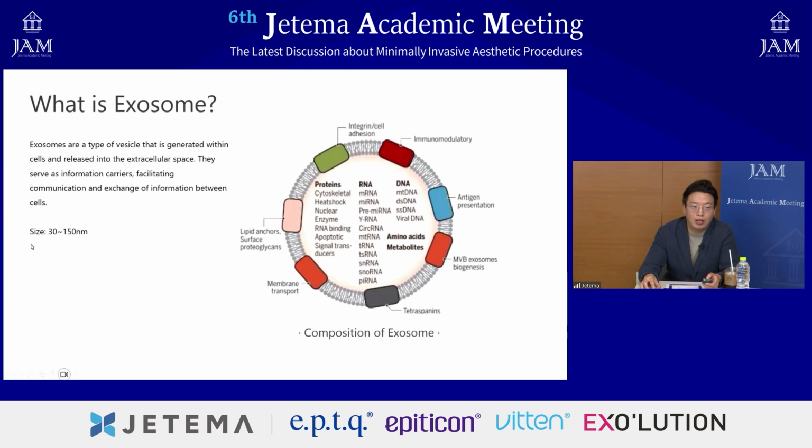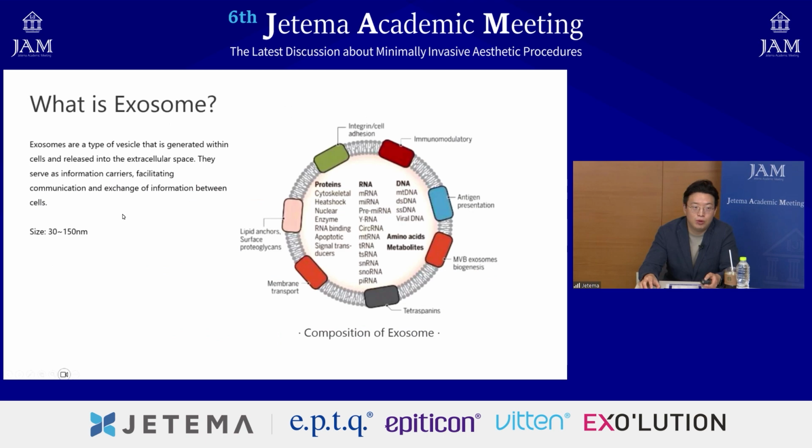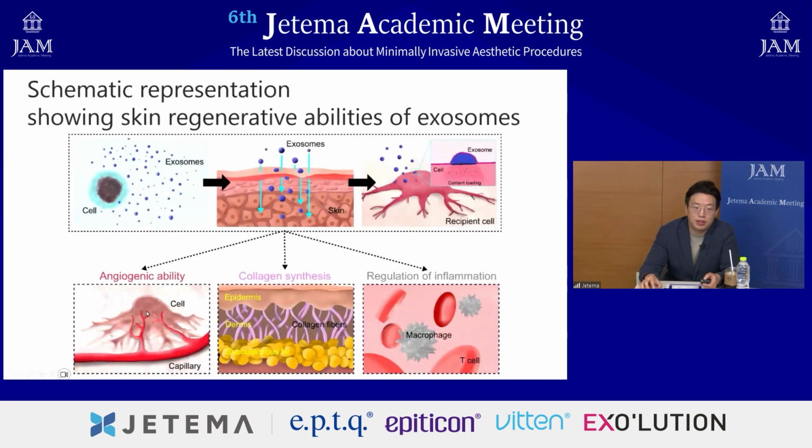When you look at the size, it's 30 to 150 nanometers. Compared to polymer, which is micrometer scale, the unit is quite different, much smaller. It's 1,000 times smaller than the polymer. I think this is why it's really safe. Exosome is a really safe skin booster compared to polymer. It has angiogenetic ability, collagen synthesis, and regulation of inflammation.